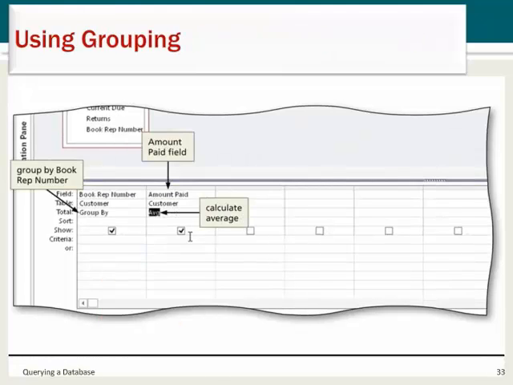Let's return to the design view to learn to use groupings. First, clear the design grid. Then, add the book rep number field and the amount paid field to the design grid. Tap or click the total row arrow for the amount paid field to produce a total list. Tap or click Average. Run and save the query as indicated in step 3 of page AC118. Now it's time to take a screenshot. Refer to this screenshot as Query 4.